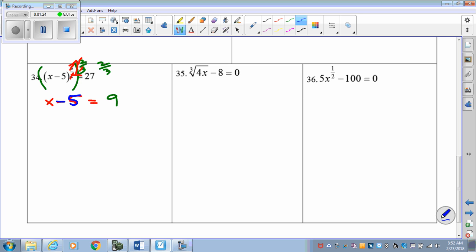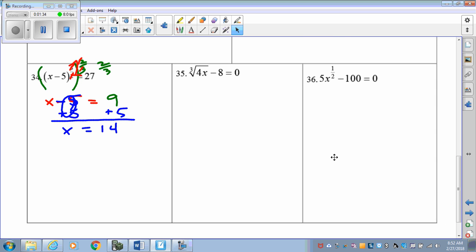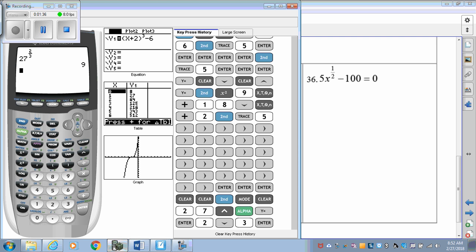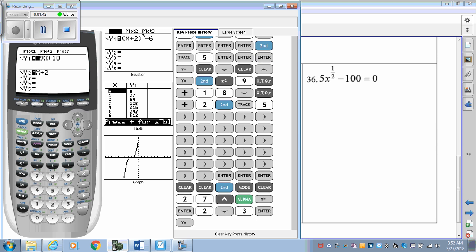I want to get rid of this minus 5, so I'm going to add 5. Alright, that's 0, so I get x equals 14. Okay, and now let's just check it with our calculator. Alright, again, I'll put both sides in. I'll do y1 equals the left-hand side, and y2 is the right-hand side.